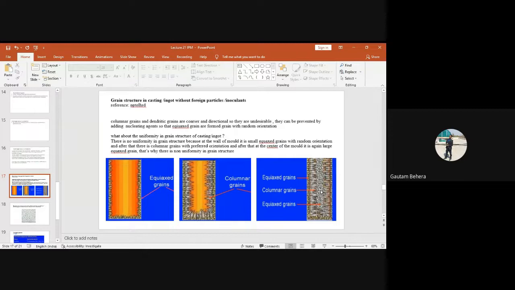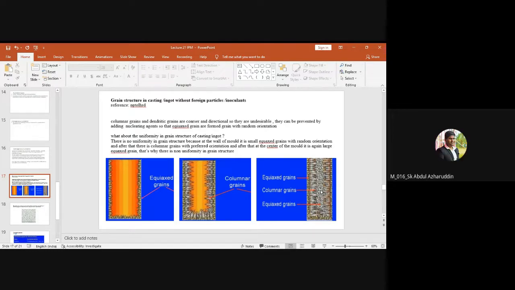Obviously, the direction of heat rejection will be from the center of the mold to the wall of the mold. Yes or no? Because finally the heat should be dissipated to the environment. The mold wall is attached to the environment itself. The heat should be rejected from the mold wall to the environment. It will come from the center of the liquid, move from the center of the mold to the wall of the mold, and from the wall of the mold to the atmosphere or environment. So now can you relate the direction of the columnar grain and the direction of the heat rejection? Are they the same, or opposite, or perpendicular, or what?